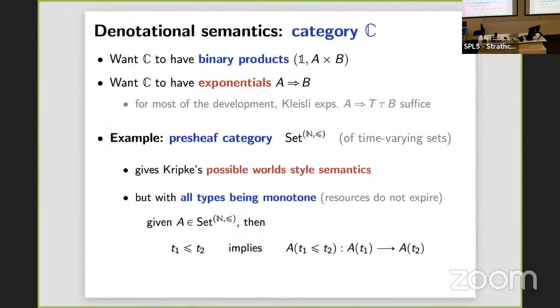So the idea is that you can now think of every type interpreting a time-varying set. So at every time moment, the type will have some values in it. And in this setting, as the time goes on, more values might become available in a given set. And this is also very similar to what you would see in Kripke's possible world semantics of modal logic. The only difference is that there you would take discrete natural numbers or discrete worlds for your indexing. Here we take them with the order, which guarantees us this kind of monotonicity then.